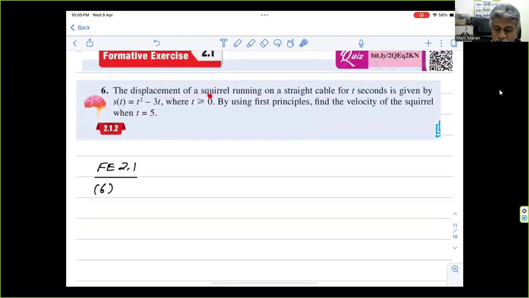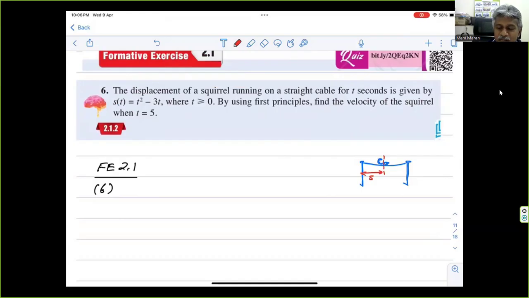The displacement of a squirrel running on a straight cable for t seconds is given by this value. Okay, so t is the time. So if you have a cable like this, for example, I just draw a cable there. And sometimes we see a lamp post. You got a lamp post like that, and then you got a wire coming here. Then you can see the squirrel running there. So maybe here there's a squirrel. So when the squirrel is running, the distance measured from the original point here, this will be your distance s.